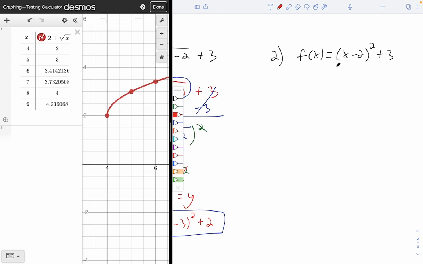Okay. So now in this case, first off, don't let f of x throw you off. f of x, if you recall from Algebra 1, is just a fancy way of saying y. You learned that in Algebra 1. So now switch x and y. So x and y will switch places. So we get x equals y minus 2 squared plus 3.